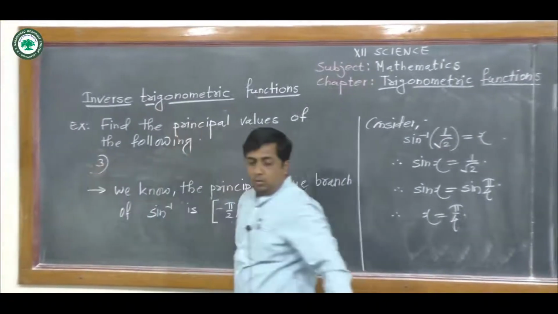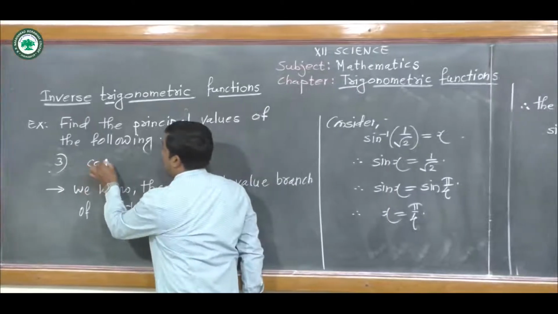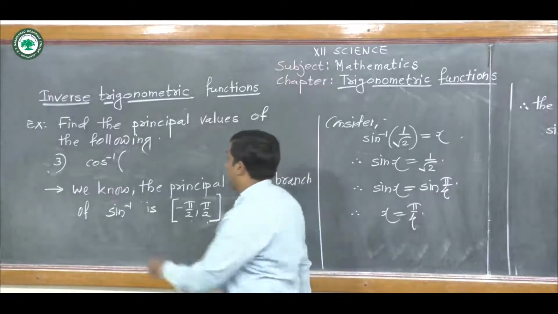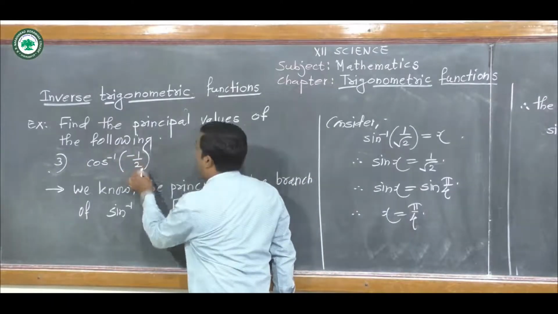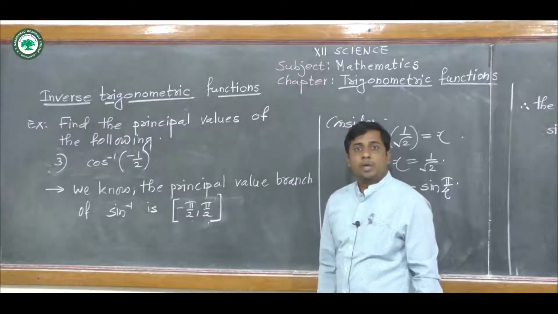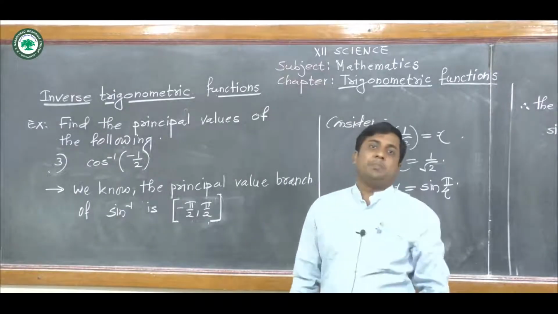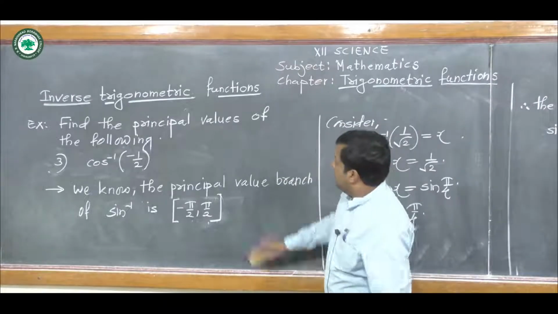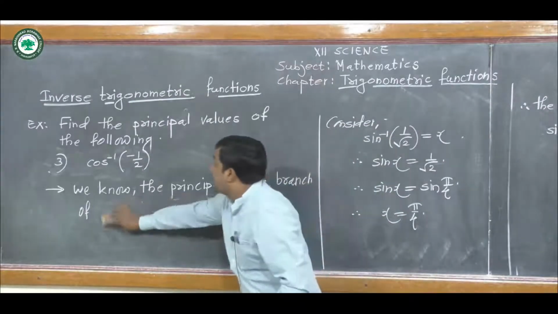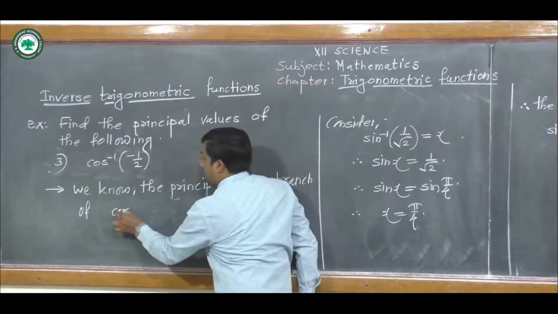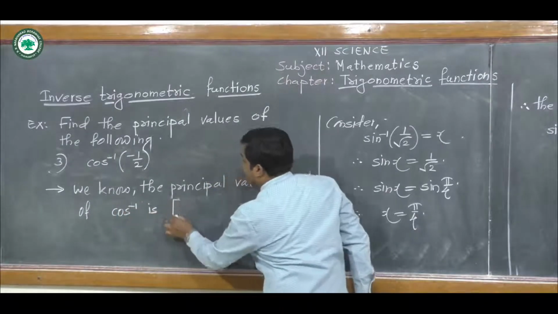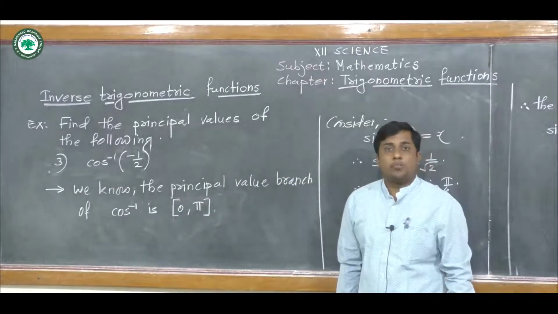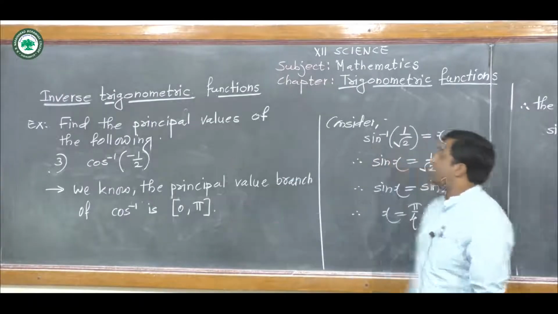Here in the third, we consider cos inverse of minus 1 upon 2. Again we have to consider the principal value branch to find the principal value. We know the principal value branch of cos inverse is the closed interval 0 to pi. Now we consider our given function.